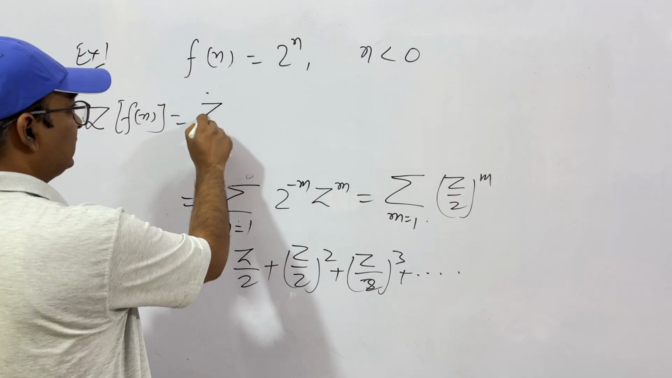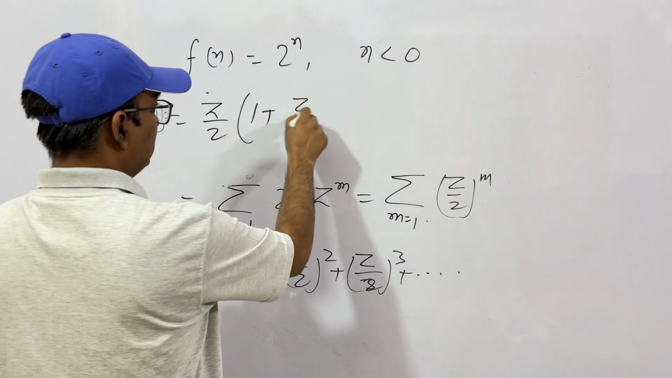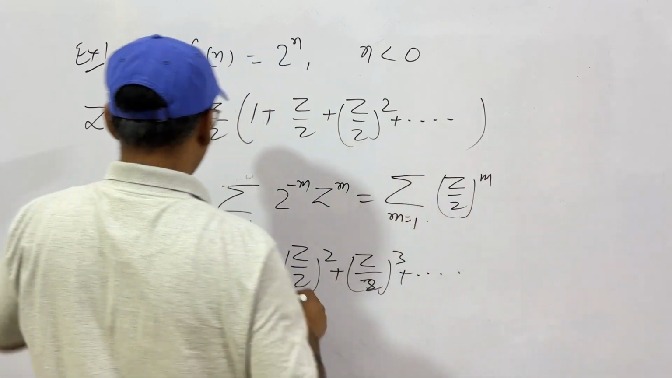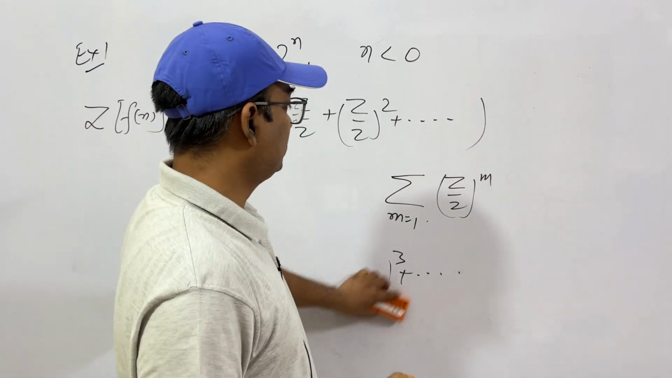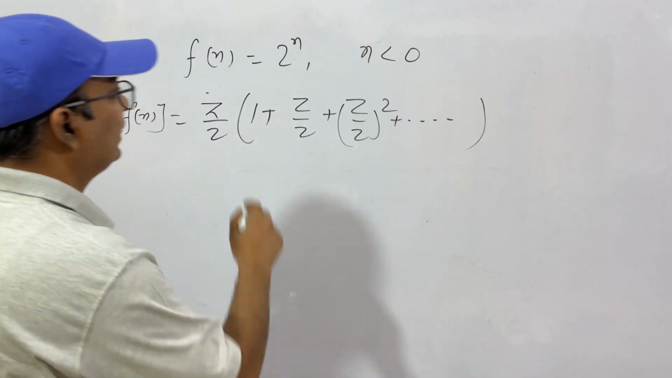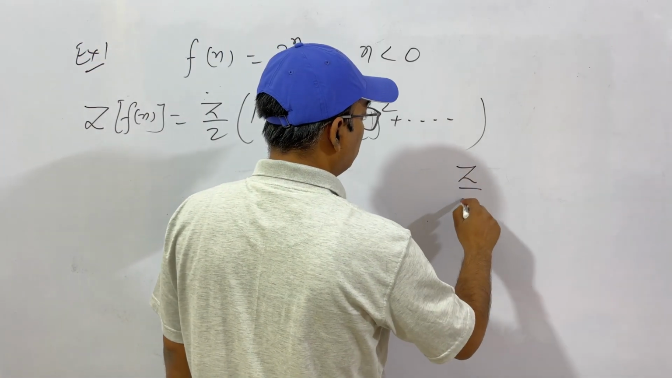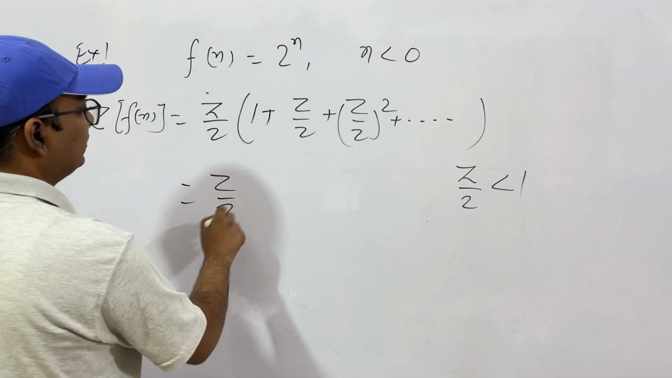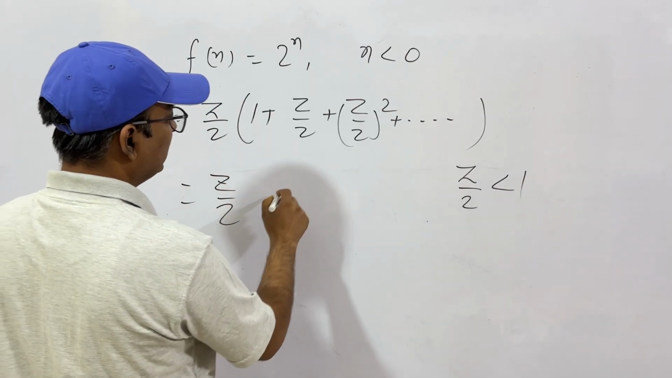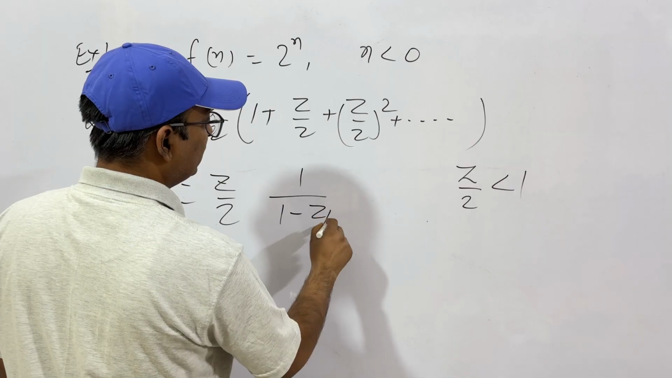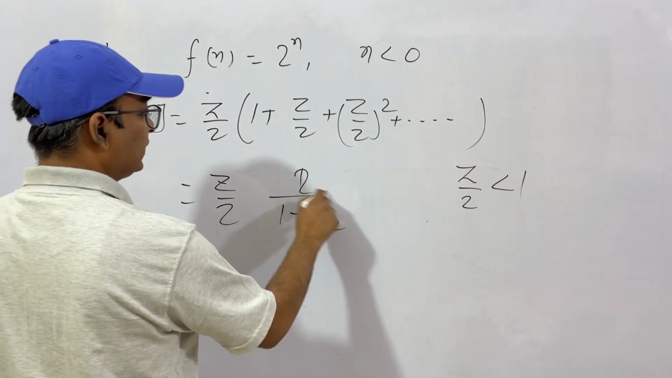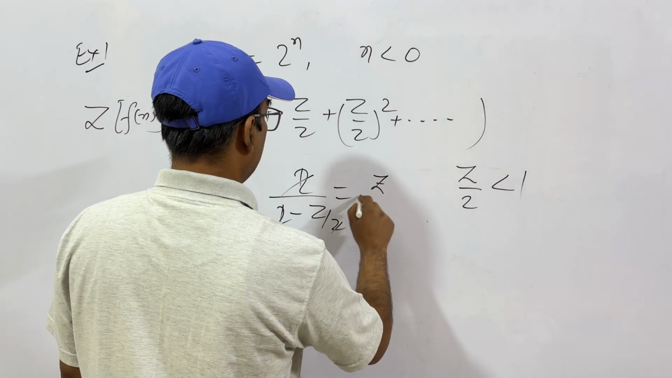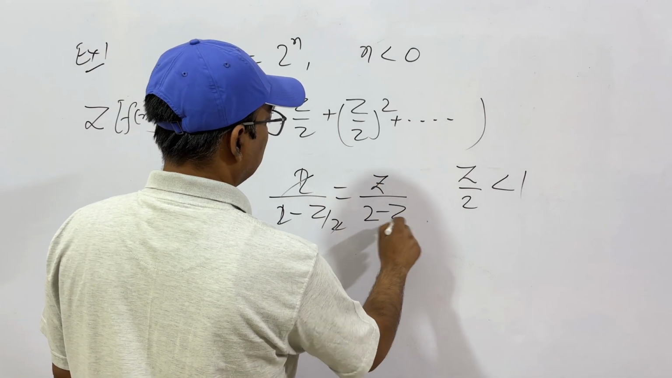If you take z by 2 out, you'll get 1 plus z by 2 plus (z by 2) square, and so on up to infinity. Now you know this is a geometric progression to infinity. When your z by 2, that is the ratio, is less than 1, this is 1 by 1 minus r, that is z by 2. This you know. So 2 you take upside, this cancels, the answer is z by 2 minus z. So this is the transform.